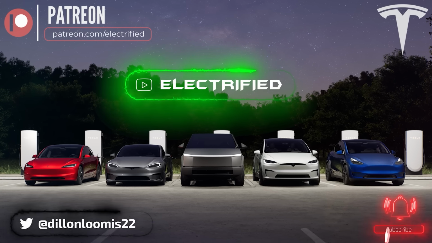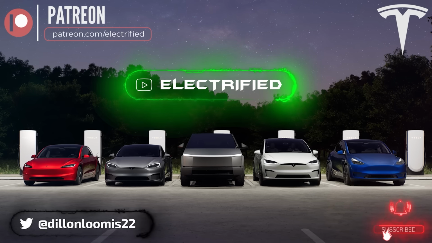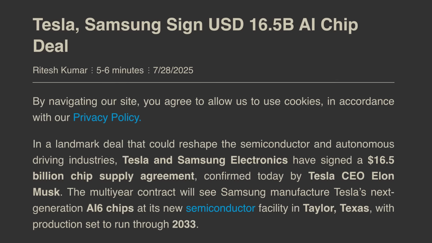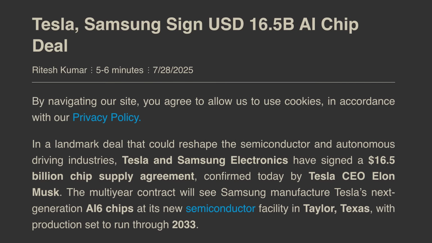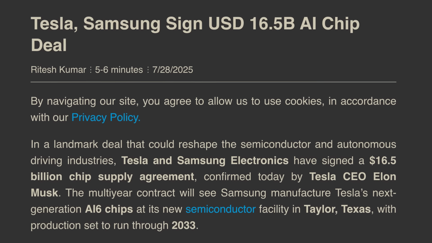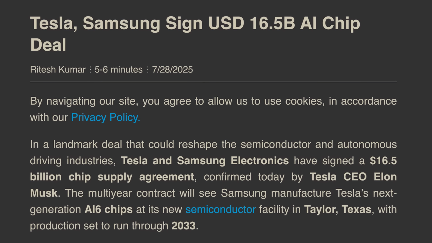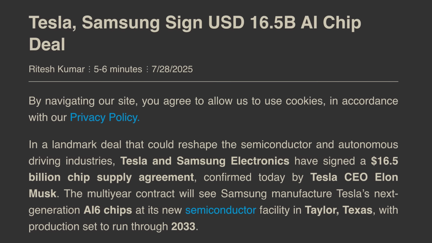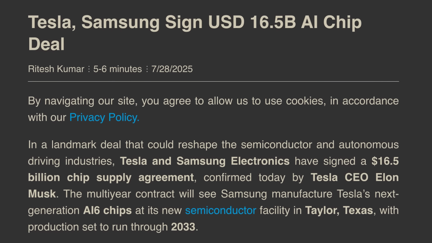A correction from the episode Friday. Elon likely misspoke when he said Tesla would rely on TSMC in Texas because there is no TSMC fab in Texas. So he probably meant to say Samsung instead of TSMC, since that's where Samsung's Taylor fab is, the one with which Tesla signed that $16.5 billion deal.